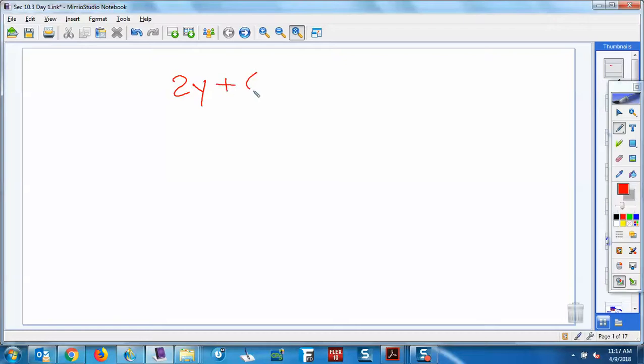2y plus 6 equals, let's make it not even work nice, 5 times x minus 2 squared. So let's say you're one of those people who did the factoring out thing. And so you factored out a 5, you completed the square, and you end up with this, right? What do you need to do now? You need to divide by 2, right?